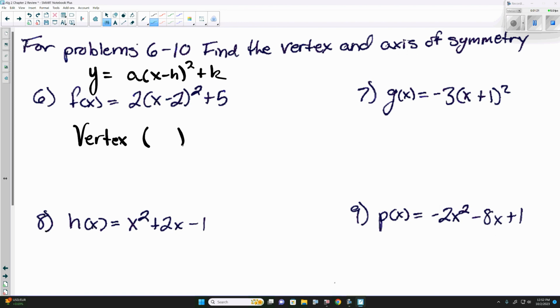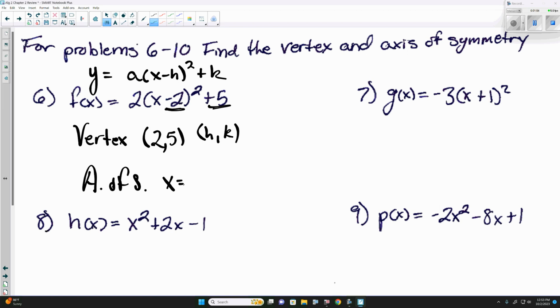And our vertex is the point H, comma, K. Well, looking at this here, our K value is outside the parentheses. So it's telling us the value of K is 5. The H value comes from inside the parentheses. So it will be 2. Since it's minus 2 inside the parentheses, it comes out as positive 2. So the vertex for number 6 is the point 2, 5.